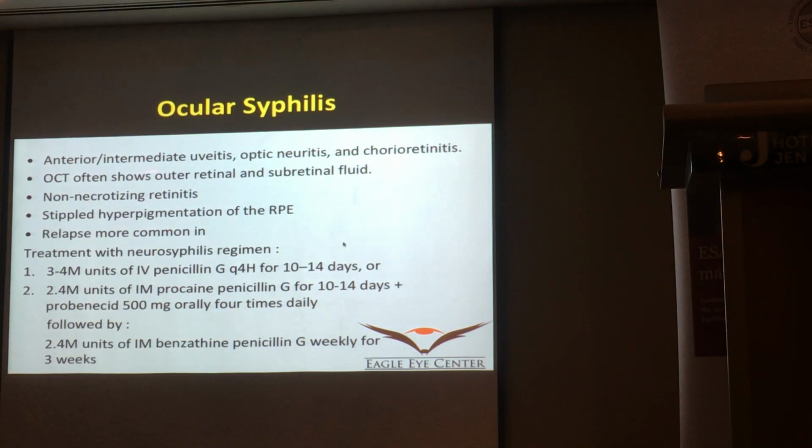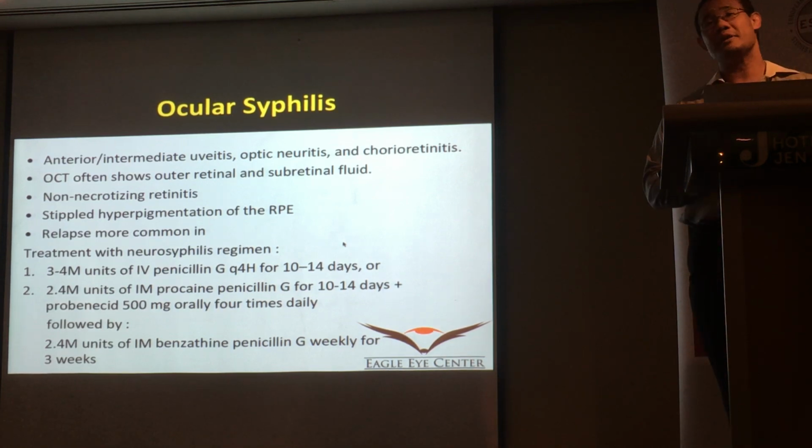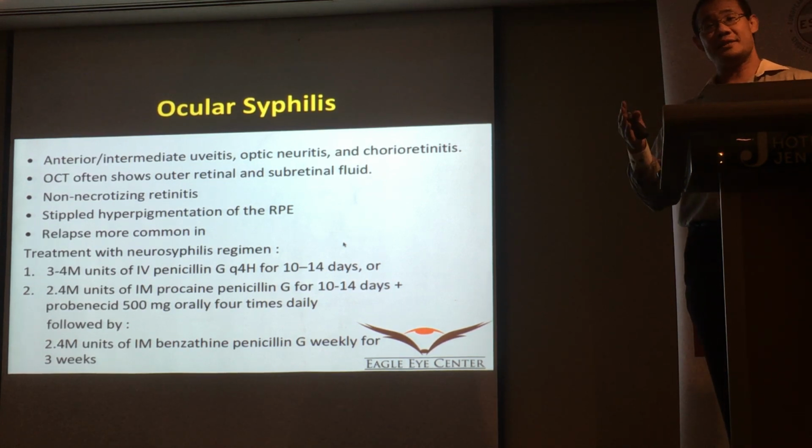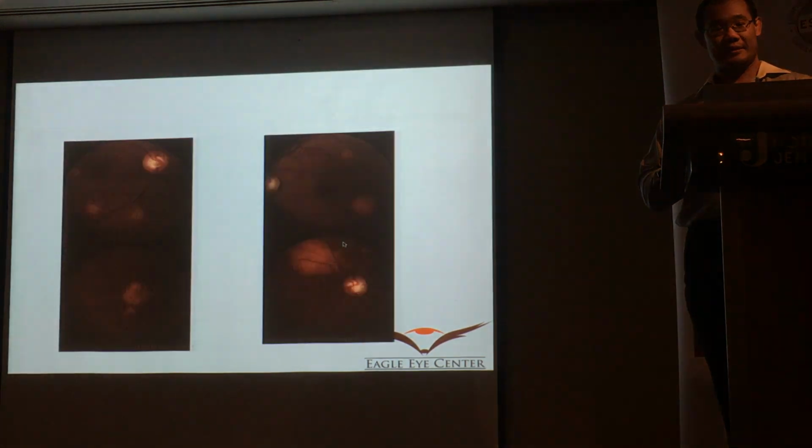So, like I mentioned here, anterior, intermediate, optic, choroidal, anything, all right? Non-necrotizing retinitis, in the end, you may get a bit of stipple hyperpigmentation, a bit like your salt and pepper kind of appearance. Relapse is more common in HIV patients. Treatment is like with any neurosyphilis regimen. So again, once you have an infection in the eye, you just have to go down the whole list of the common presentations and then investigate and determine what it is.